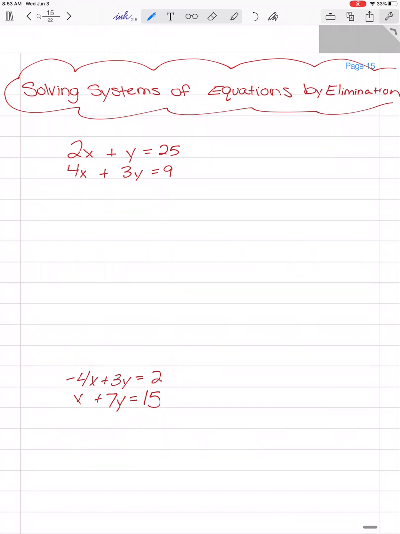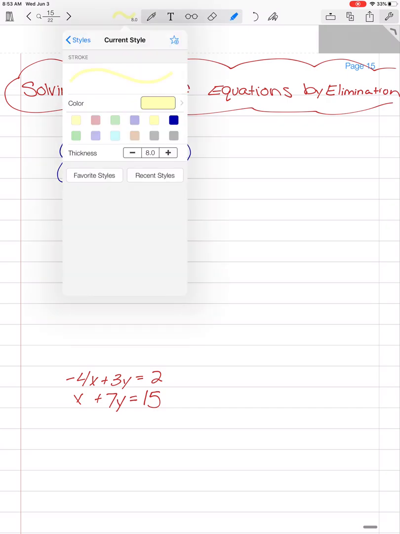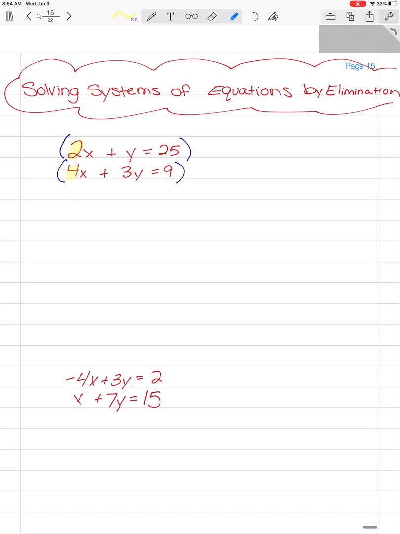Today we're going to be solving systems of equations using the process of elimination. I also like to call this the flip-flop method. So when we're solving, we are going to flip-flop the two first coefficients, which are 2 and 4. Since the 2 is on the top, we're going to multiply the bottom by 2. Since the 4 is on the bottom, we're going to multiply the top by 4. So we're really just flip-flopping them.